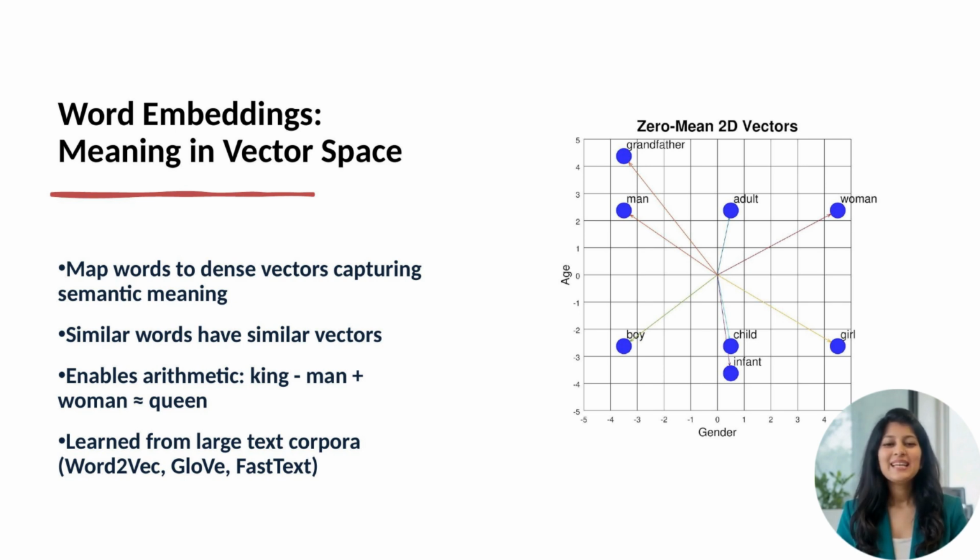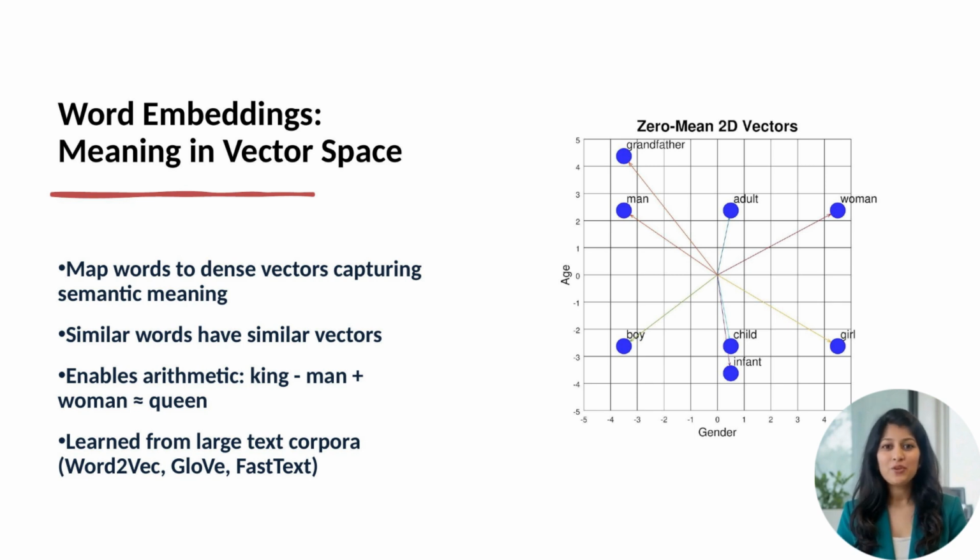Dog, puppy, canine are near each other. King, queen, prince, monarch form another cluster. Run, walk, sprint, jog are grouped. The geometry of this space captures meaning. Here's what makes embeddings powerful. Semantic relationships become vector arithmetic.